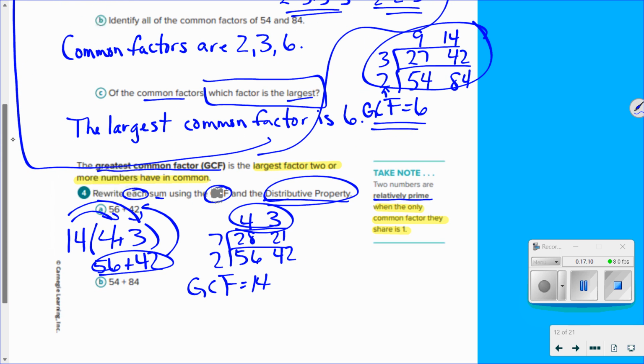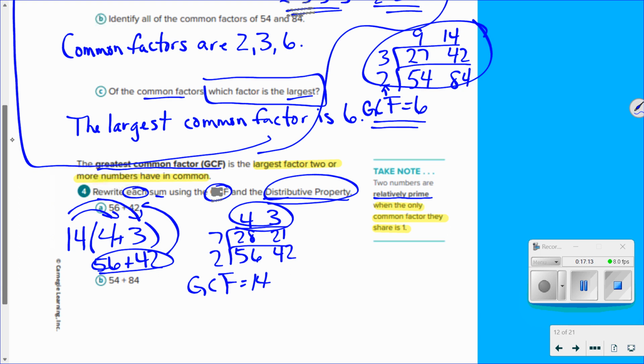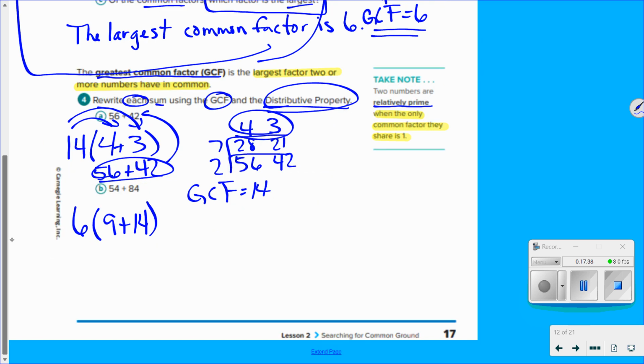So what did we say the GCF was? 6. This is 54 and 84 here, guys. We did it in the problem above. So my GCF was 6. My top line was 9 plus 14. So I can now use it very easily, rewrite it using distributive property. 6 is that common factor times the quantity 9 plus 14.